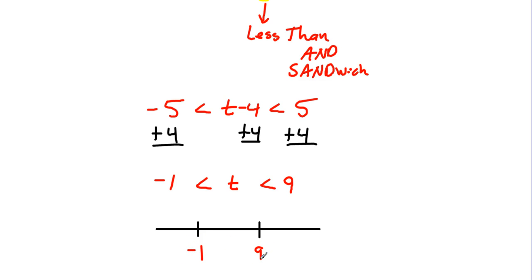Okay, and answer-wise, it's going to look the same as the last one. These are both just less than, it didn't have the bar underneath it, so they're both open circles. And you just need everything sandwiched from negative 1 to 9.